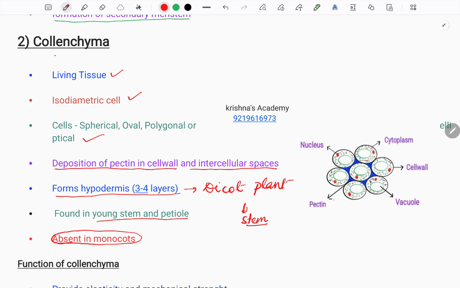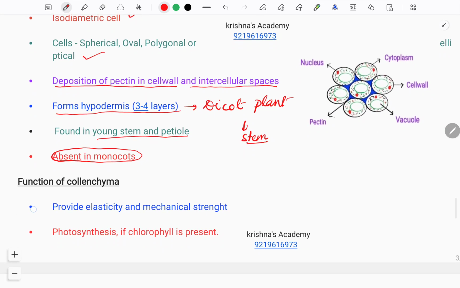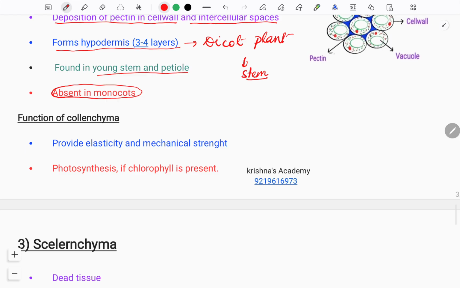Now the next function of the collenchyma is, first, to provide elasticity and mechanical support. Because it is thick walled, it gives mechanical support, but pectin is deposited instead of lignin. That's why it also has flexibility or provides elasticity to the part. And the next function is photosynthesis, if chlorophyll is present.